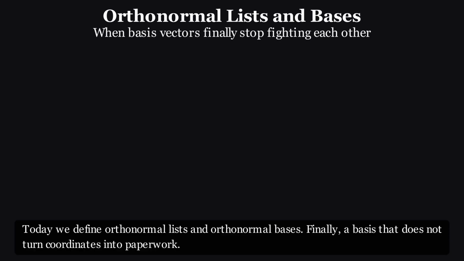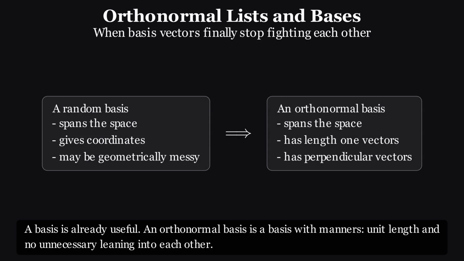Today we define orthonormal lists and orthonormal bases. Finally, a basis that does not turn coordinates into paperwork. A basis is already useful. An orthonormal basis is a basis with manners, unit length, and no unnecessary leaning into each other.